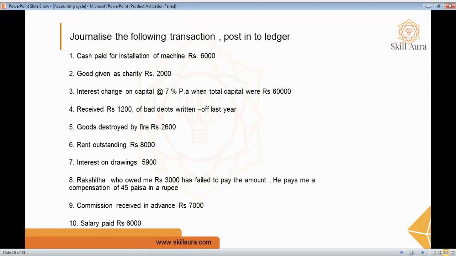Next, salary paid. Here this is one new account, nothing but you're going to pay the cash. Here there will be a cash account and a salary account. Here in the cash account, you're going to add a salary account with 6,000 rupees, and in the salary account, you're going to add a cash account with 6,000 rupees. This is how you post the ledger by analyzing and understanding the journal entry.